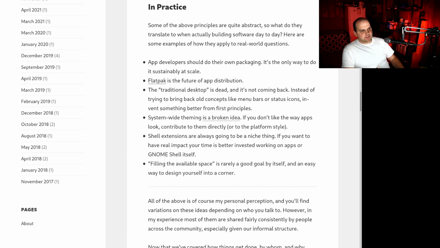In practice, this is where the problems really start. App developers should do their own packaging. It's the only way to do it sustainably at scale. Yeah, that's true. And if that statement is true, is Flatpak really the future of app distribution? Honestly, Flatpak is not the future of app distribution. Sure, you can, not the way that's traditionally done, at least. In my personal opinion, if you're going to say that Flatpak is the future of app distribution, I'm going to argue that's actually AppImage. Why?